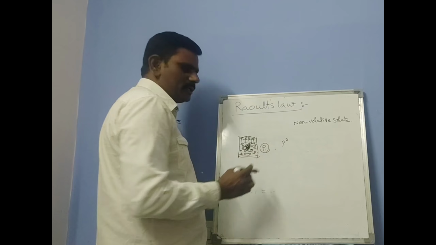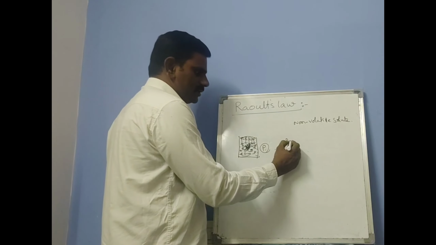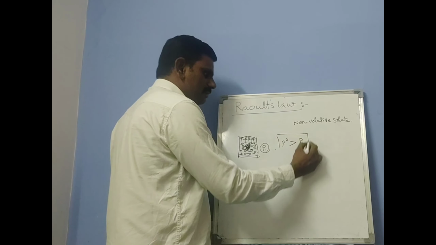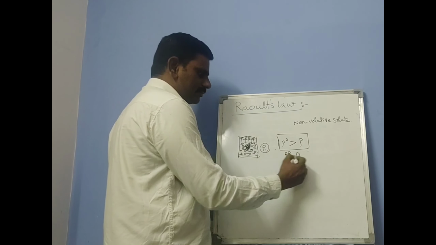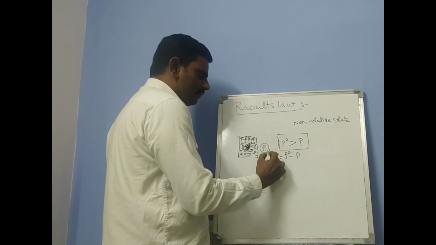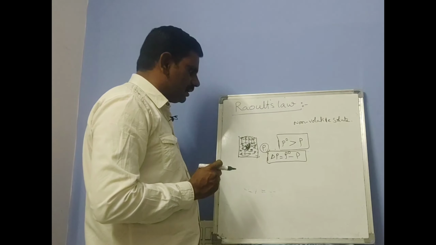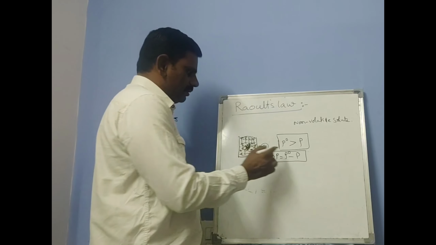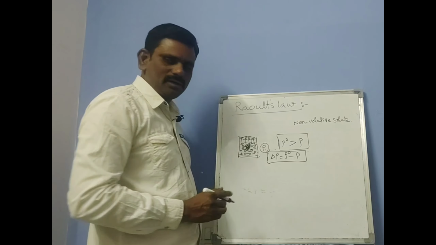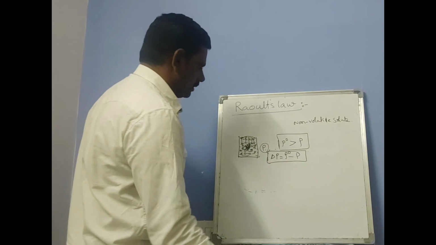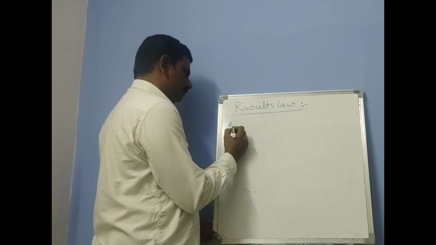Vapor pressure of a solution is relatively lower than the vapor pressure of the pure solvent. So P naught is always greater than P. P naught minus P is called lowering of vapor pressure. Lowering of vapor pressure is the difference between the vapor pressure of the pure solvent and the vapor pressure of the solution.